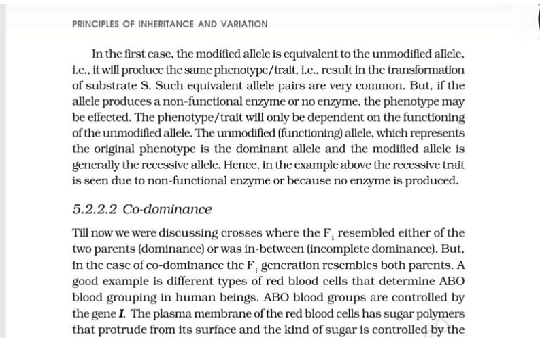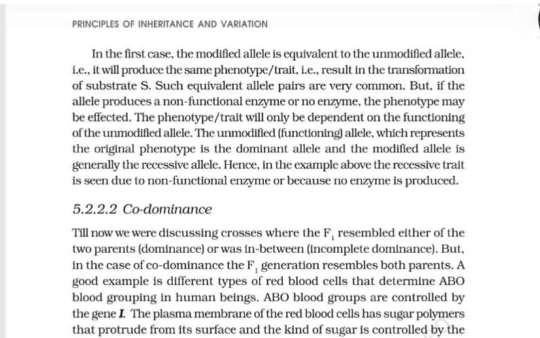In the first case, that is the normal, less efficient enzyme, the modified allele is equivalent to the unmodified allele, that is, it will produce the same phenotypic trait, that is, result in the transformation of the substrate S. Such equivalent allele pairs are very common.